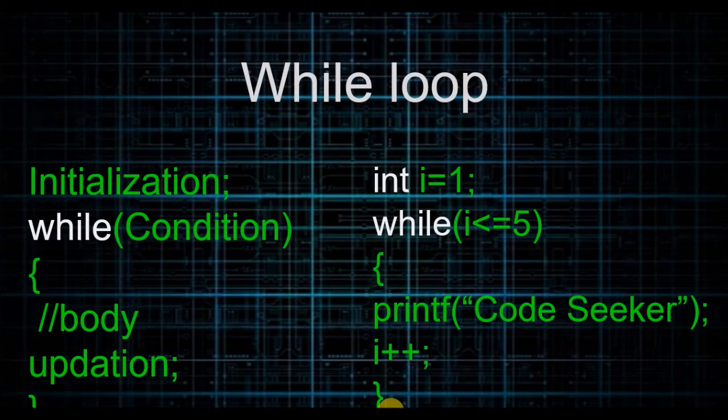Then whatever is written within the body of the while loop will be printed, like code seeker will be printed and i will be incremented. Now the value of i will be 2, then it will go up to the condition, and now it will check 2 is less than or equal to 5, like that 3 is less than or equal to 5. So it is going to print code seeker up to 5 times.